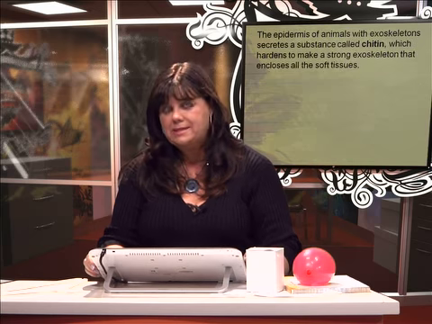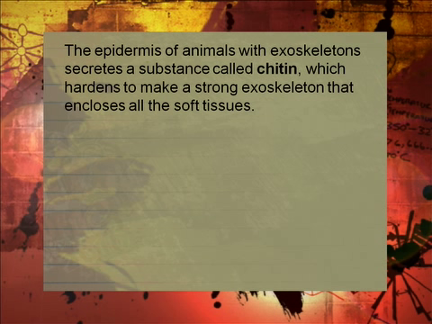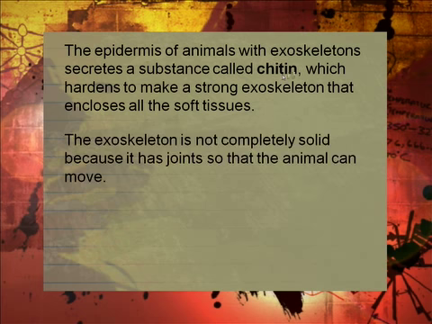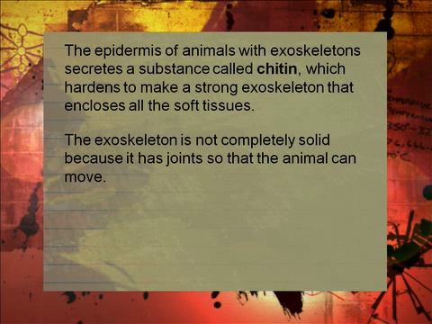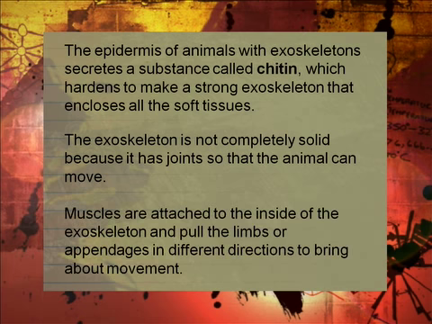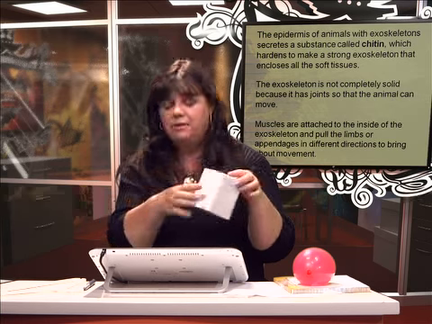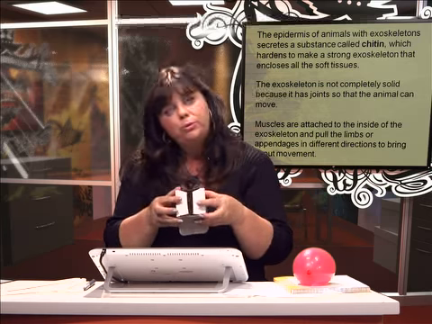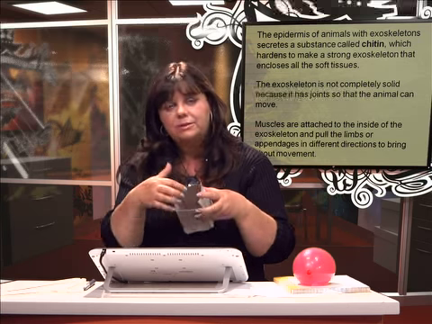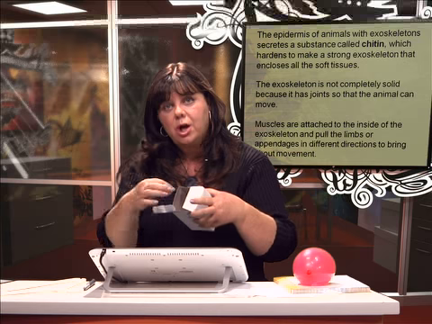The substance that makes that exoskeleton is called chitin. Right, there's the spelling of the word. Don't mispronounce it. It's not chitin, it's chitin, and the chitin hardens to make that exoskeleton that encloses all the soft tissues. But the exoskeleton isn't completely solid because it has joints so that the animal can move. And the muscles are attached, obviously not on the outside of the skeleton, but on the insides of the skeleton, and they would pull the skeleton and relax, and different muscles would then be able to pull things open and closed.